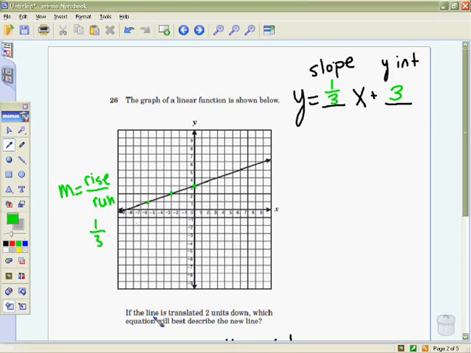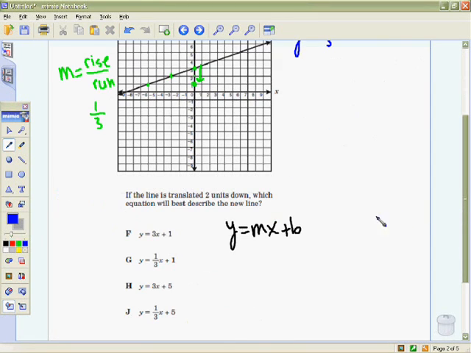But now it's telling me that the line is translated 2 units down. So I'm going to be sliding this 2 units down to where my new y-intercept is going to be 2 less, which will be 1. So my answer should be y equals 1/3 x plus 1, which is choice G.